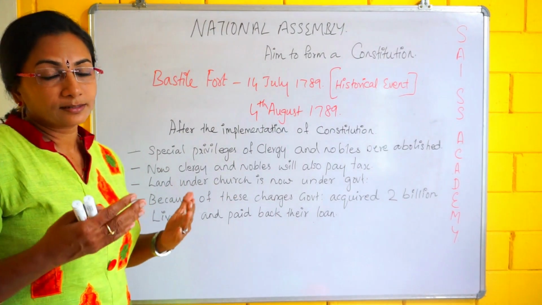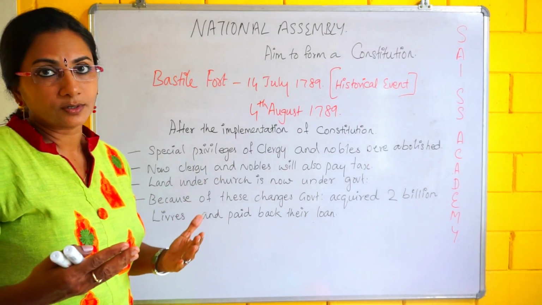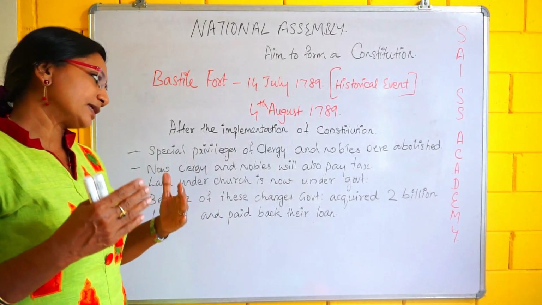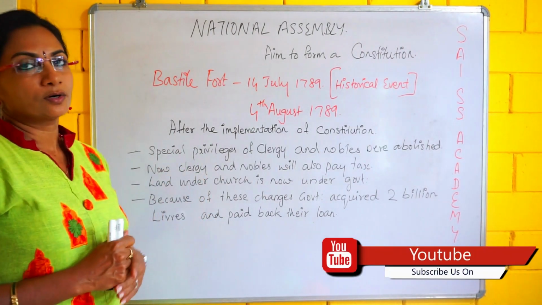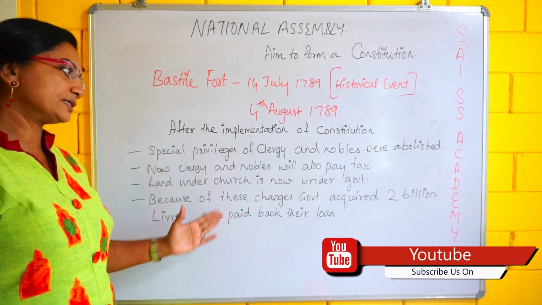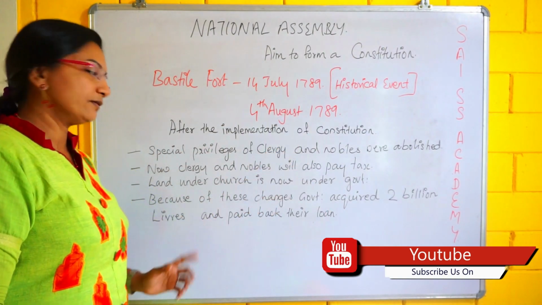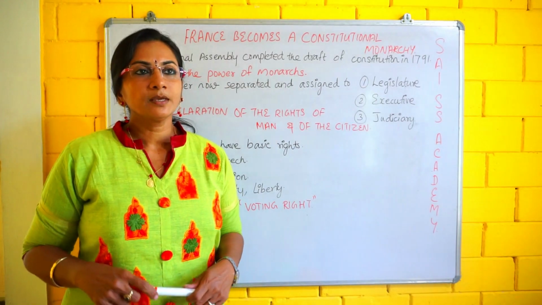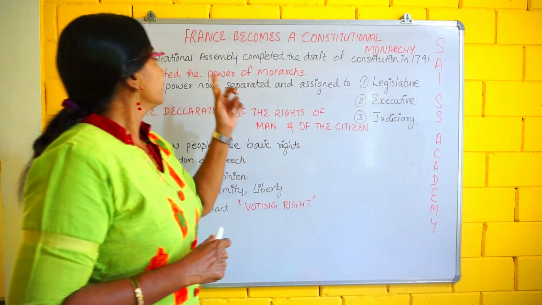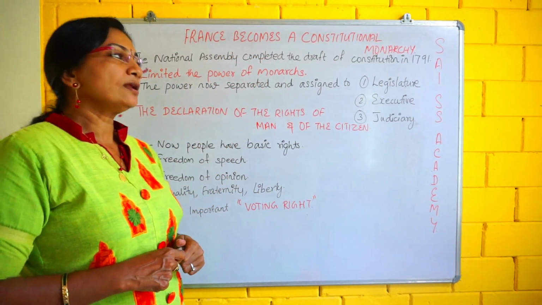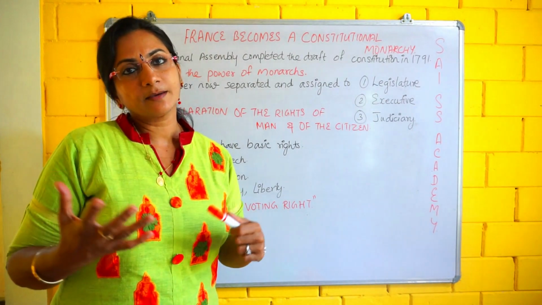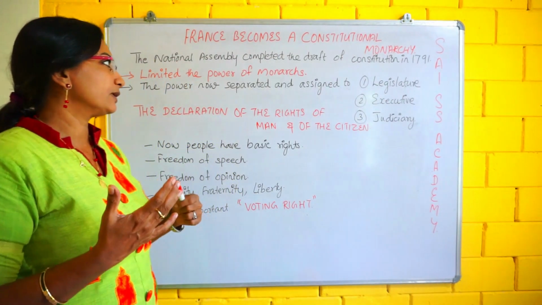It was enough for them to pay back their loan. Actually, the king was in debt, isn't it? So now he was able to pay back the loan. Why? Because of all these changes, the government acquired 2 billion livres. Got it? Okay. Now France becomes a constitutional monarchy, and what were the changes there?